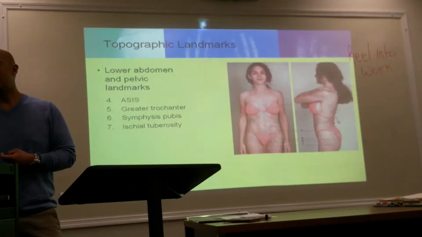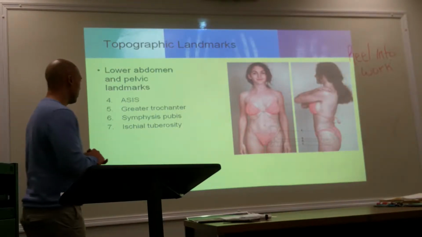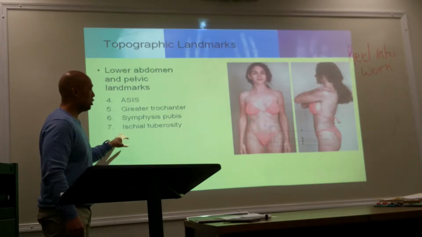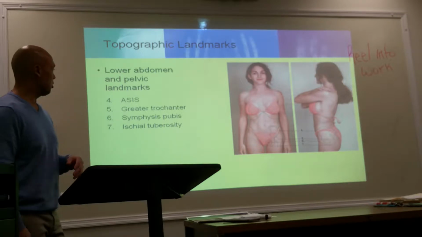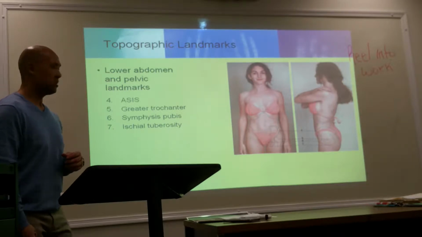Okay. So other ones are your greater trochanter, which is at the same level as your symphysis pubis, and then the ischial tuberosity. The ischial tuberosity is there, but again, it's one of those things that we don't palpate as much because of its location.